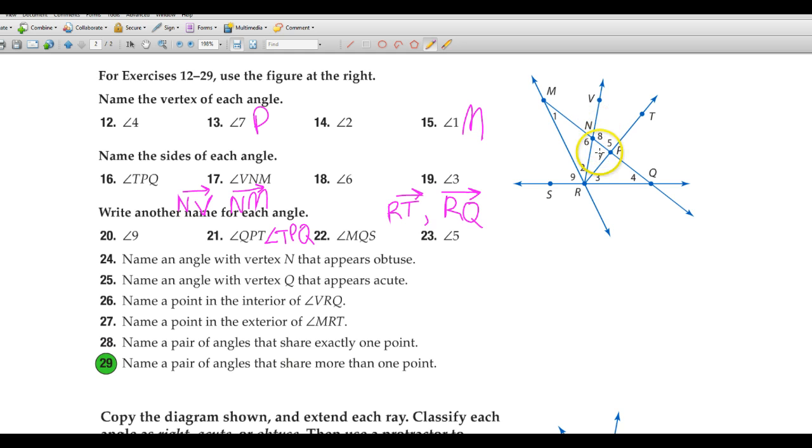Number 23, angle 5, with vertex P. Okay, so there's some different options here, since we have 2 points on this side, N and M. So we could call this angle MPT or TPM, or we could call it NPT or TPN. All of those are possible answers. So I'll just go with the last one there, TPN.